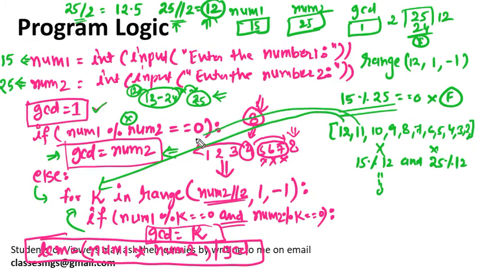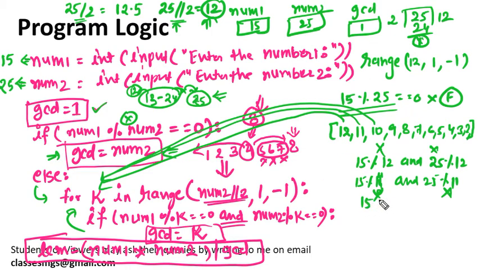K will become 11 this time. 15 % 11, is the remainder 0? No. And 25 % 11, is the remainder 0? No, so the condition is false. Next time the loop will continue. In the case of 10, is 15 % 10 equal to 0? No. And 25 % 10? No, because the remainder is not 0 when we divide 15 by 10 and 25 by 10. That's why this condition will be false.